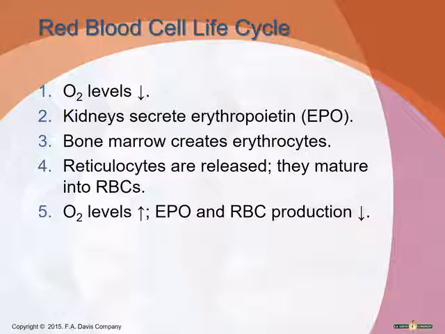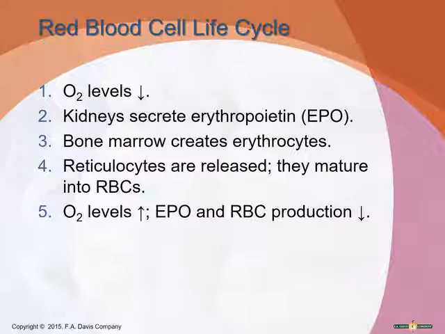It's maintained through a negative feedback loop, like a lot of things in your body. If the oxygen levels decline, because that'll go down as the damaged red blood cells are removed from circulation, the kidneys will detect this. They'll secrete erythropoietin, a hormone. That erythropoietin will stimulate the red bone marrow to make new red blood cells.